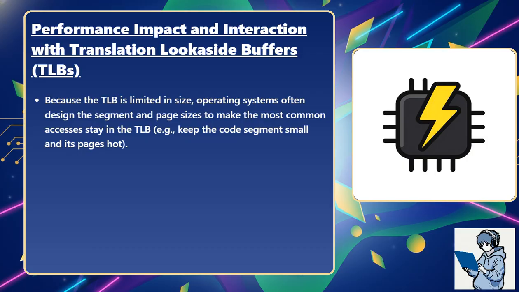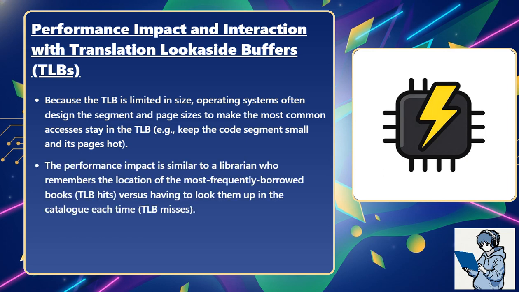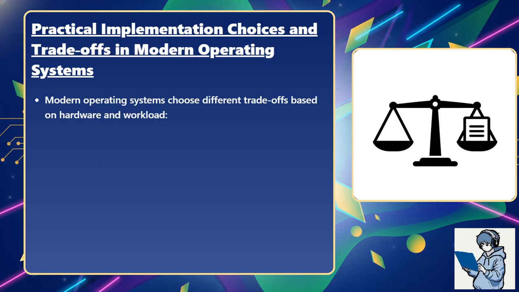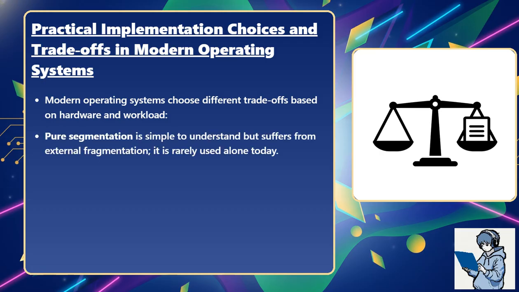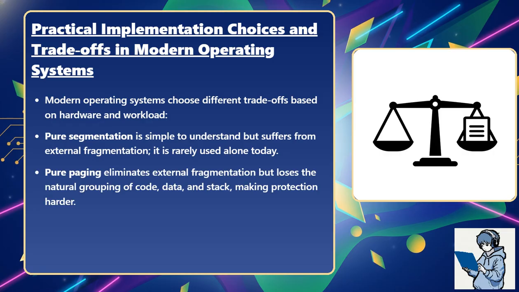For example, keep the code segment small and its pages hot. The performance impact is similar to a librarian who remembers the location of the most frequently borrowed books, TLB hits, versus having to look them up in the catalog each time, TLB misses. Modern operating systems choose different trade-offs based on hardware and workload. Pure segmentation is simple to understand but suffers from external fragmentation. It is rarely used alone today. Pure paging eliminates external fragmentation, but loses the natural grouping of code data and stack, making protection harder.